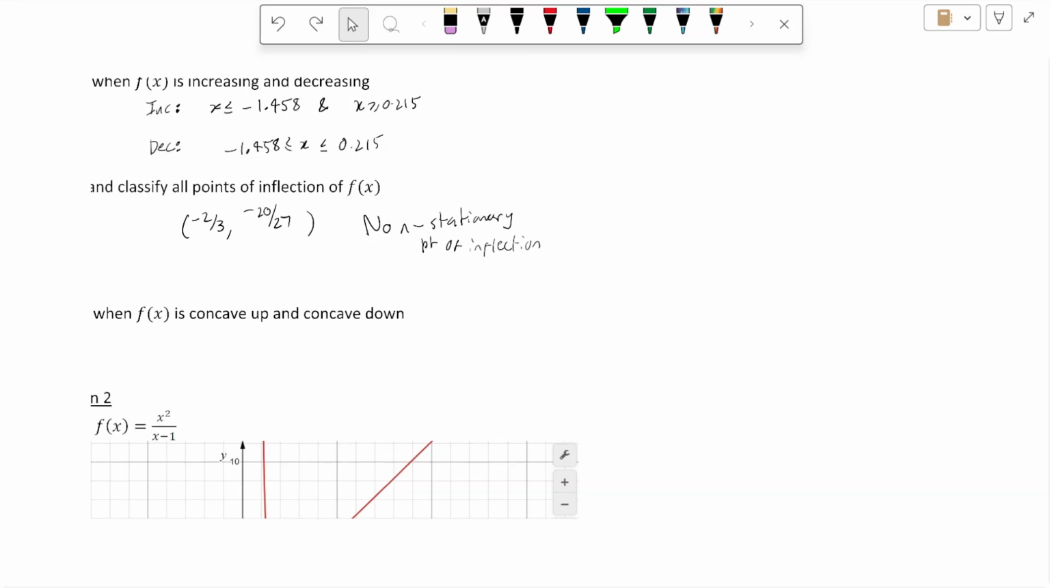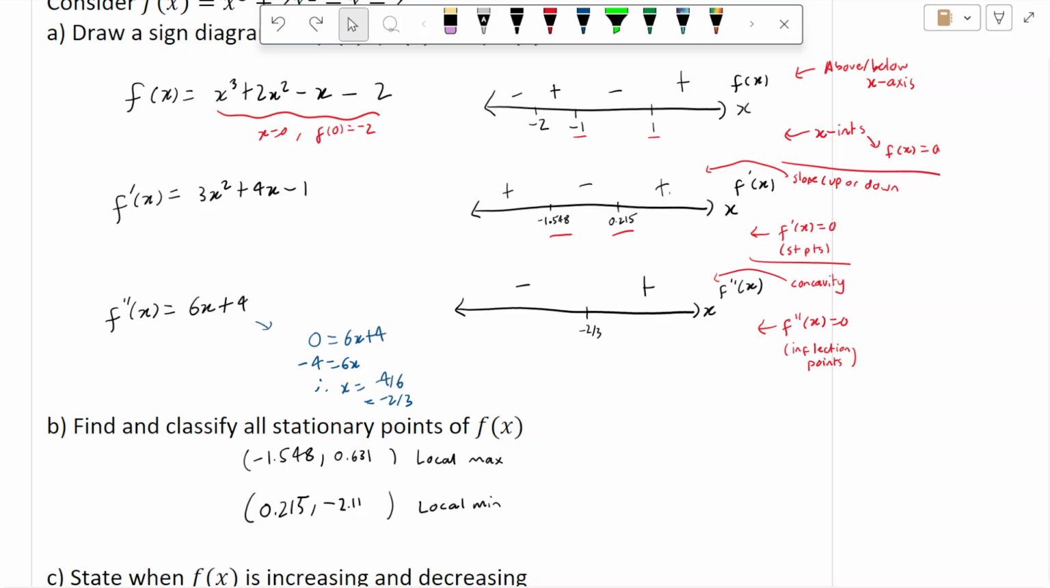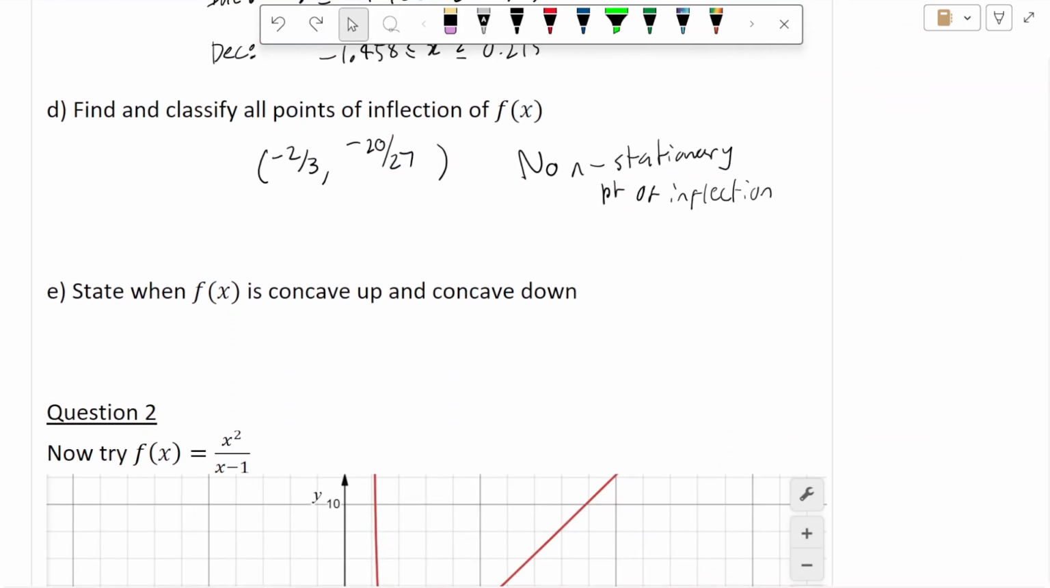Last one, classify when it's concave up and concave down. So we can use this sign diagram here to tell us it goes minus and plus. So it's concave down for x less than or equal to minus 2/3, and it is concave up for x greater than or equal to minus 2/3. Done.